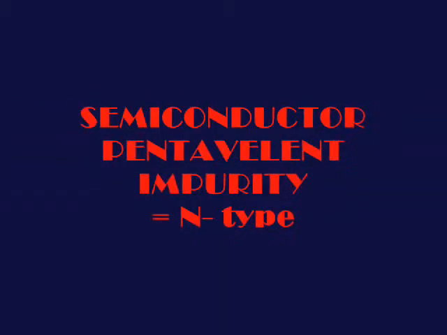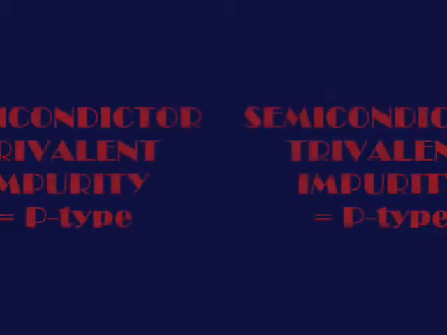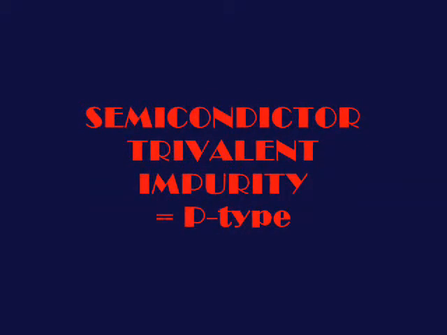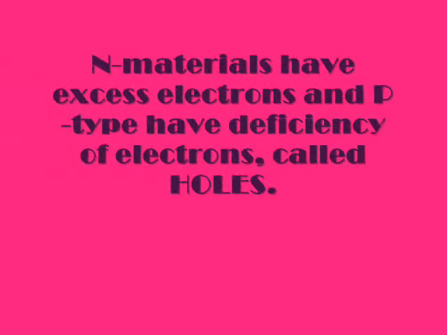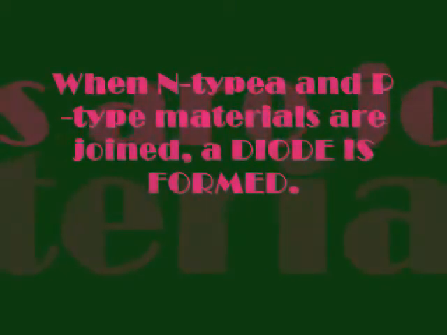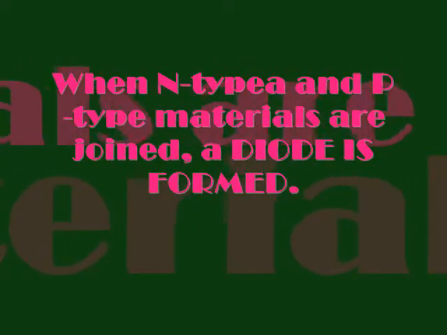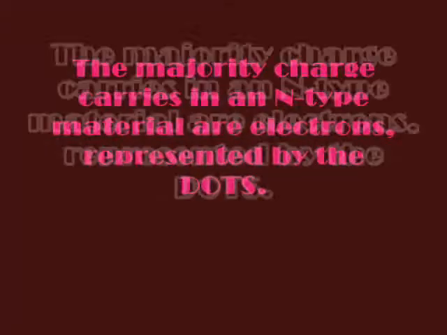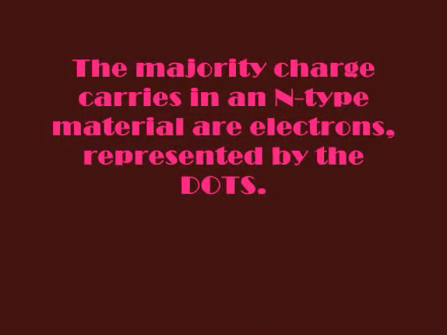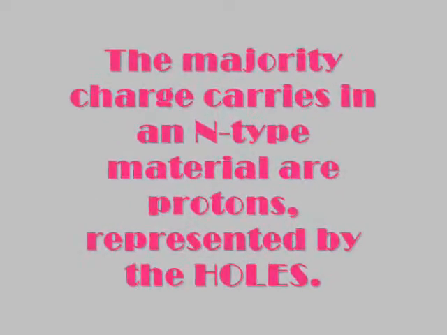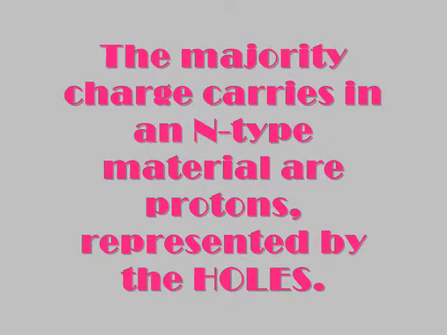When electrons are added, the result is negative or n-type material. N-type materials are produced by adding pentavalent element to the semiconductor. Pentavalent elements have 5 valence electrons. N materials have excess electrons and p-type have deficiency of electrons, called holes. When n-type materials and p-type materials are joined, a diode is formed. The majority charge carriers in an n-type material are electrons represented by the dots. The majority charge carriers in a p-type material are protons represented by the holes.